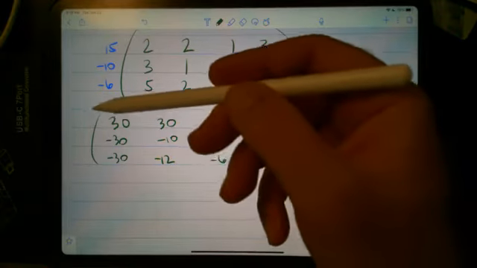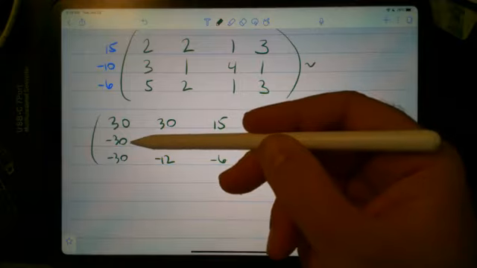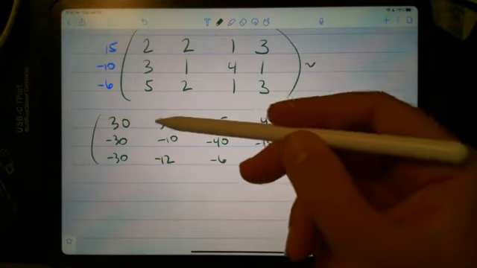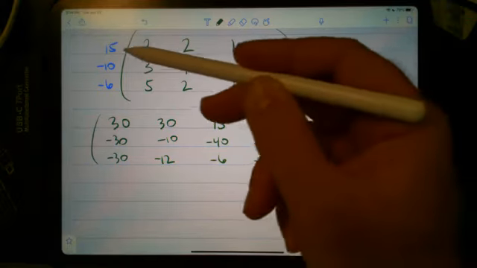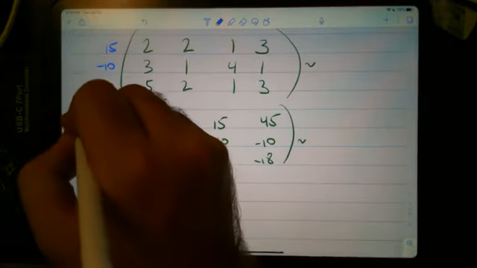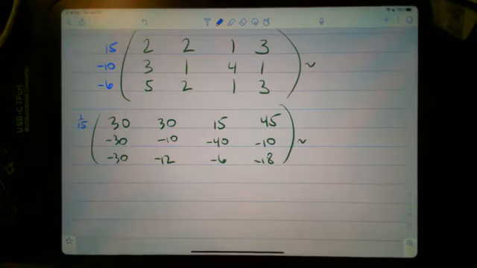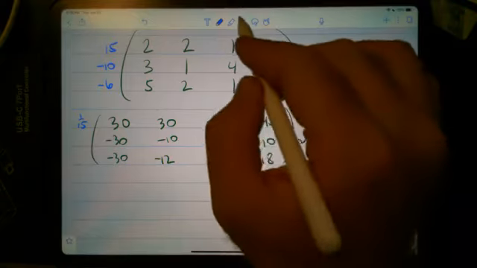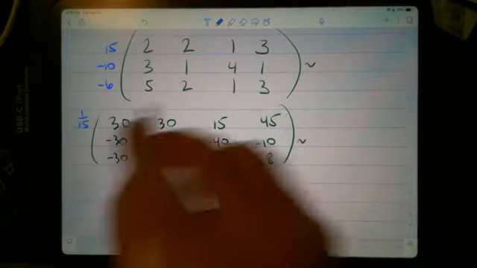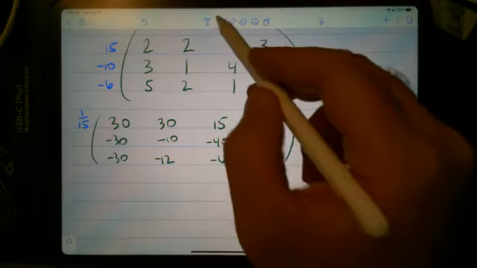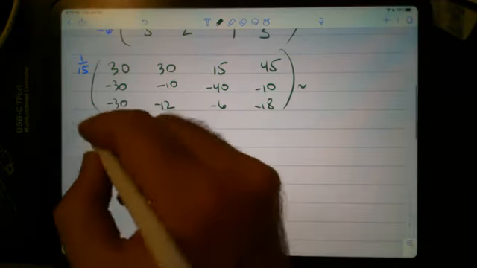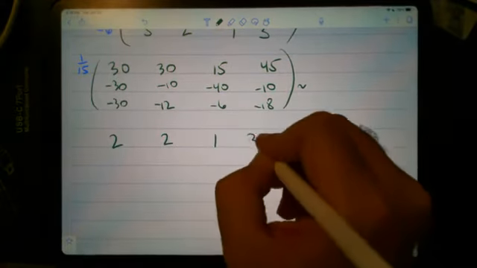Now, I'm going to be adding row 1 to row 2 to turn that into a 0. And I'm going to add row 1 to row 3 to turn that into a 0. And then I can make this row 1 back into this top form. So when I do all of this, I'm going to multiply this by 1 over 15. And notice we don't divide, we're always multiplying. So I'm going to multiply this top row by 1 over 15, and you'll see this top row is going to go back to normal, this 2, 2, 1, 3.